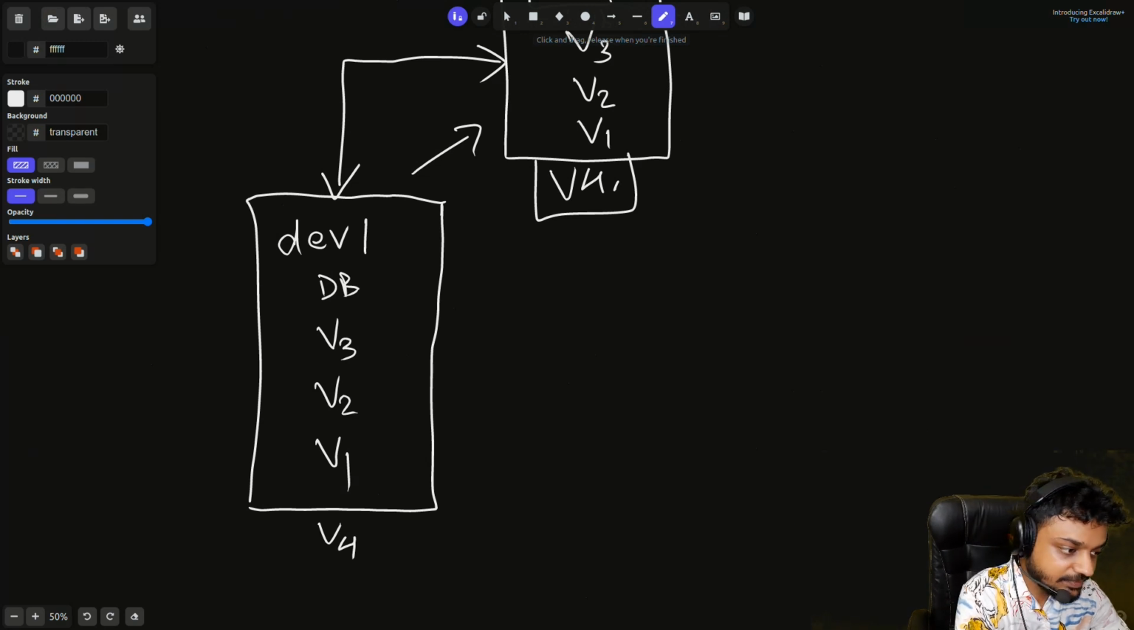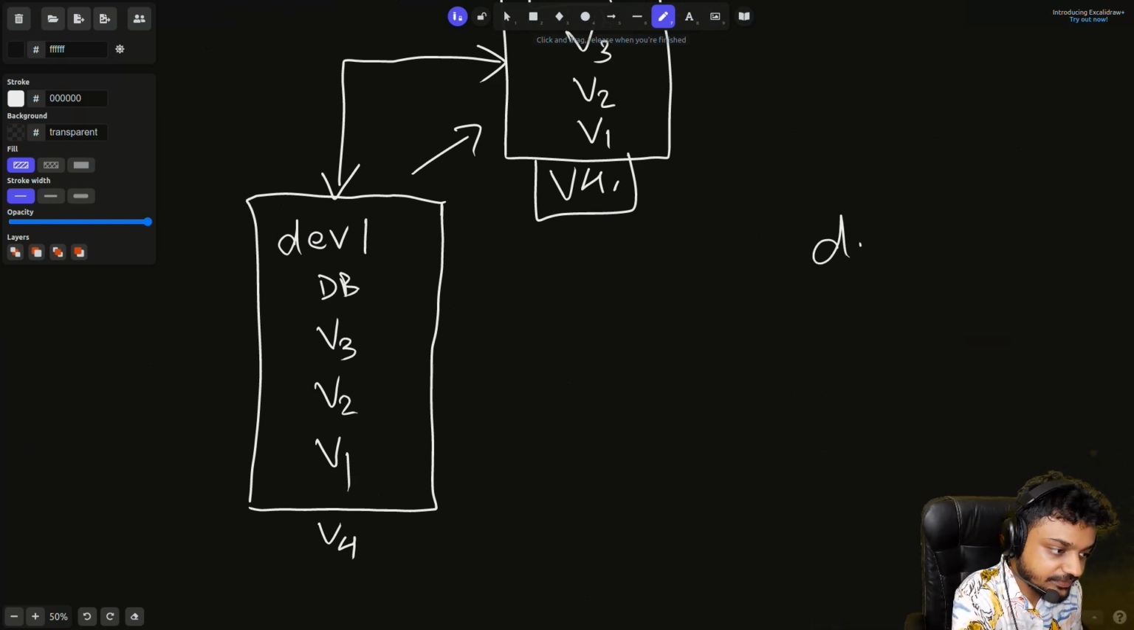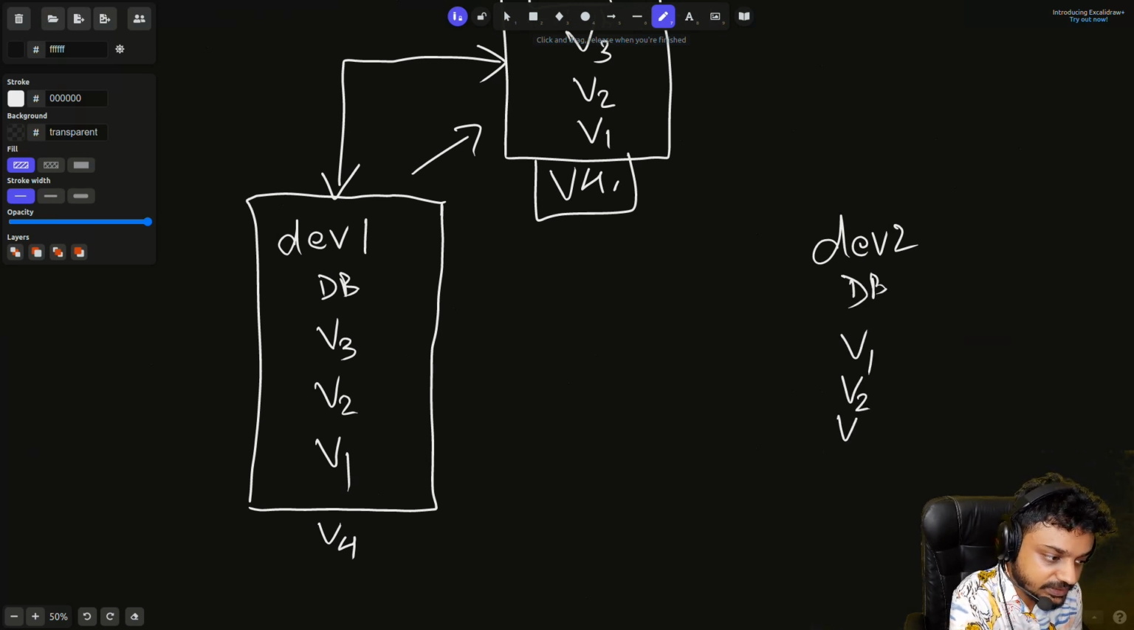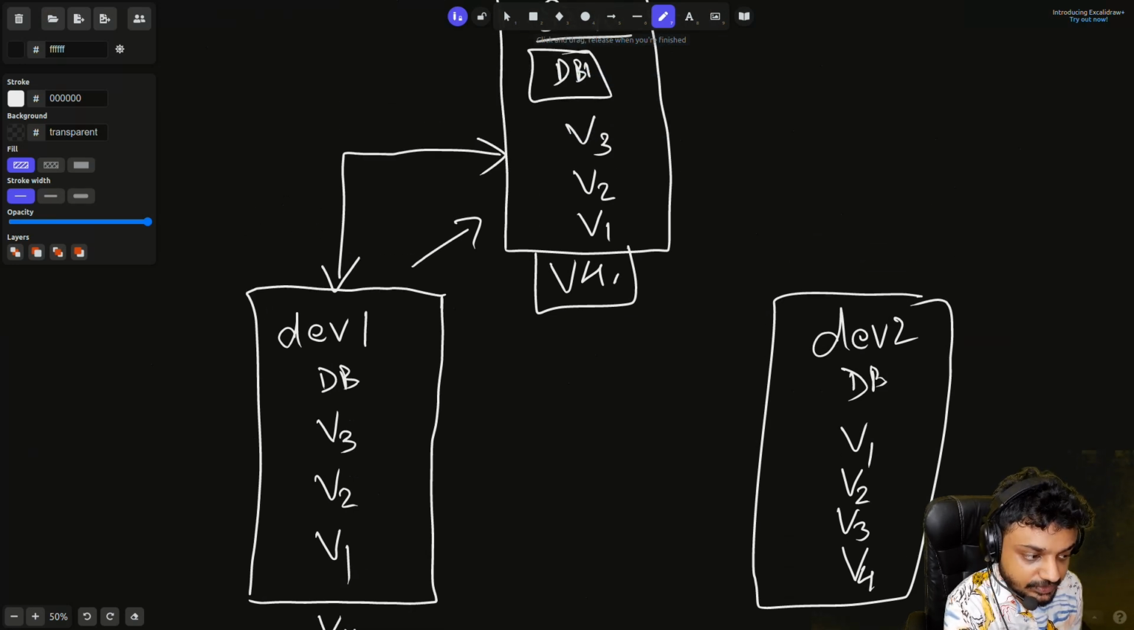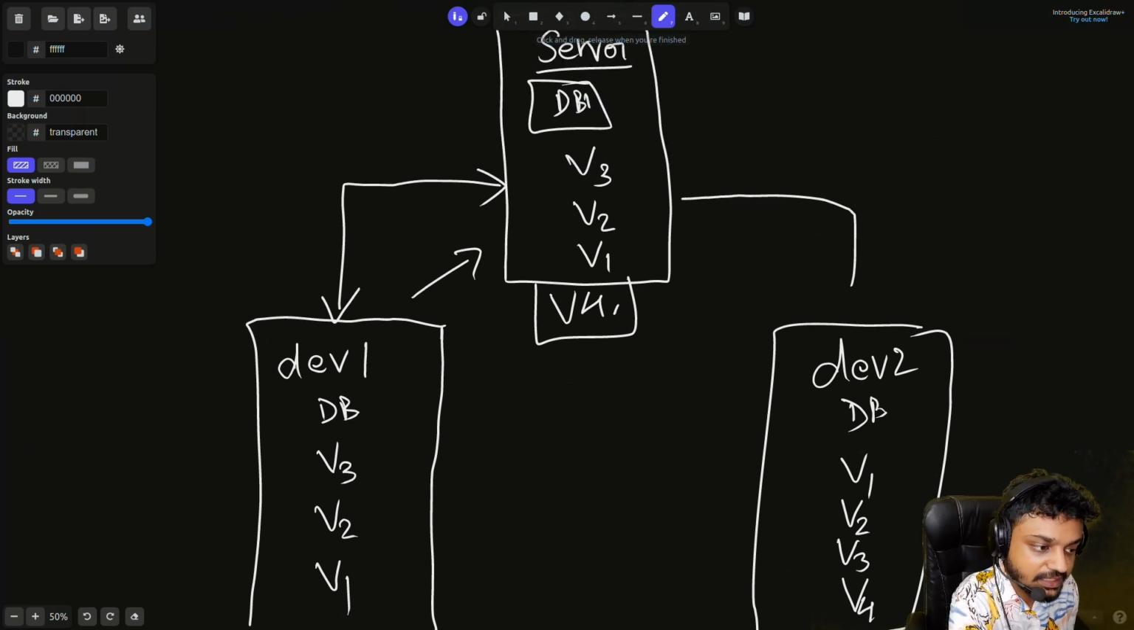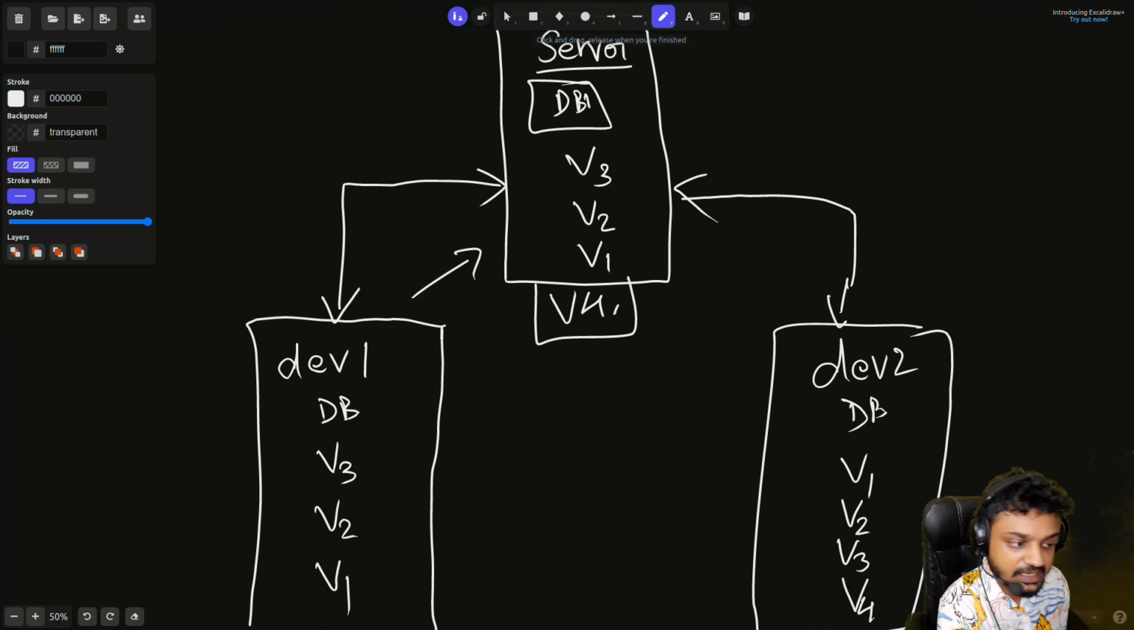Similarly, if there is another developer dev2, then inside their db they will again have all the versions v1, v2, v3 and v4. They will have all the history of the project. Instead of just having a single version in their system, they will have the entire thing.